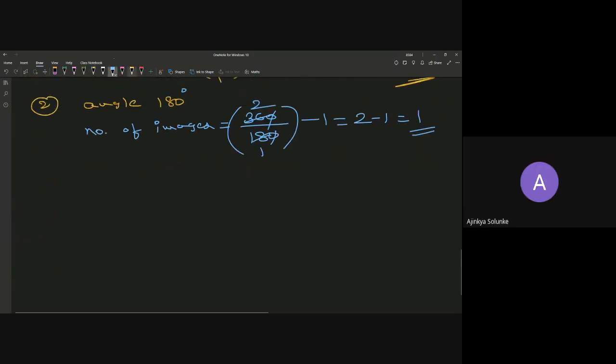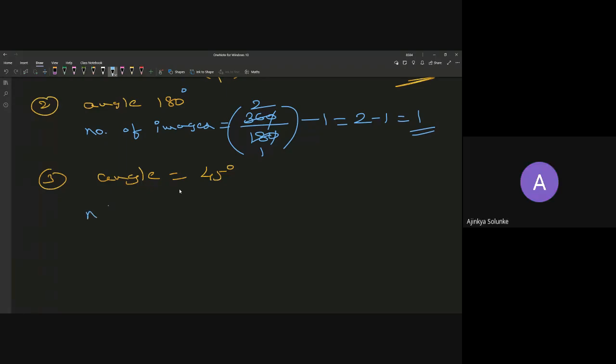Now, can you do one thing? Can you please find out the number of images if the angle is, let's say, 45 degrees, and let me know? Do the calculation in your notebook somewhere and you can tell me the answer. Seven images.